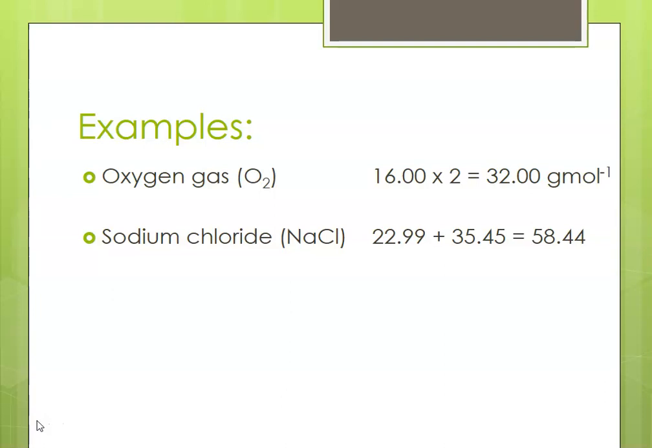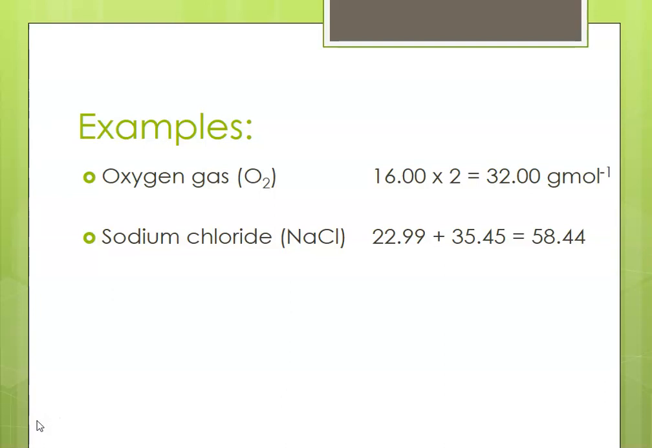That means if I want 1 mole of sodium chloride, then that would weigh 58.44 grams. Similarly, if I have 58.44 grams of sodium chloride, that means that I have 1 mole of sodium chloride, or 6.022 times 10 to the power of 23 particles of sodium chloride.